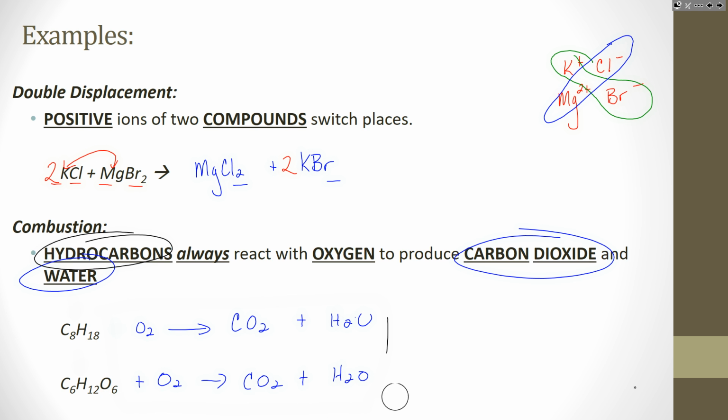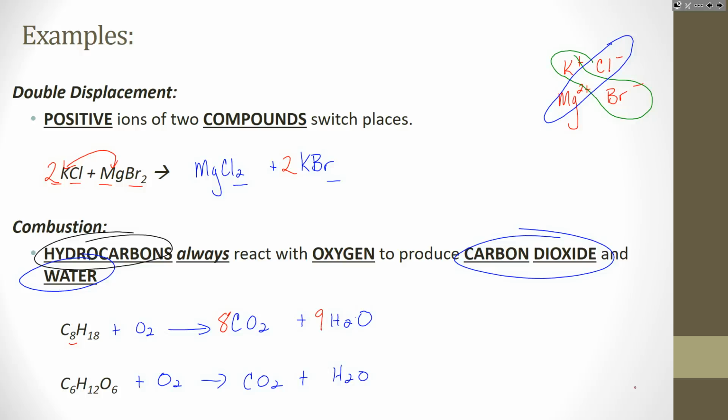And we learned before that the trick to balancing them is to do them in alphabetical order. So I'm going to start with my carbons. I have 8 carbons here, so I'm going to put an 8 there. That gives me my 8 carbons. Now let's check our hydrogens. We have 18, so I need a 9 there.